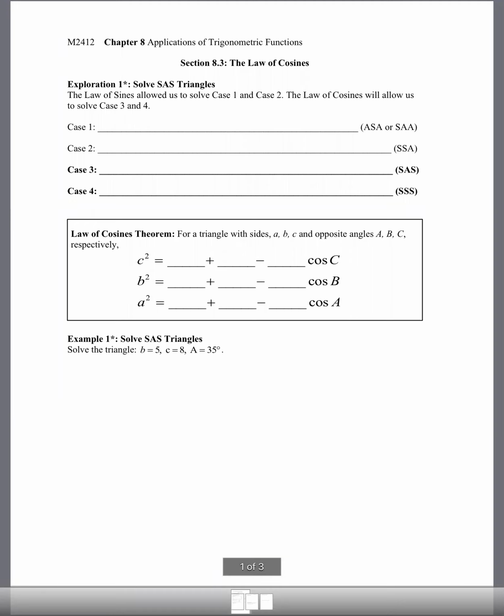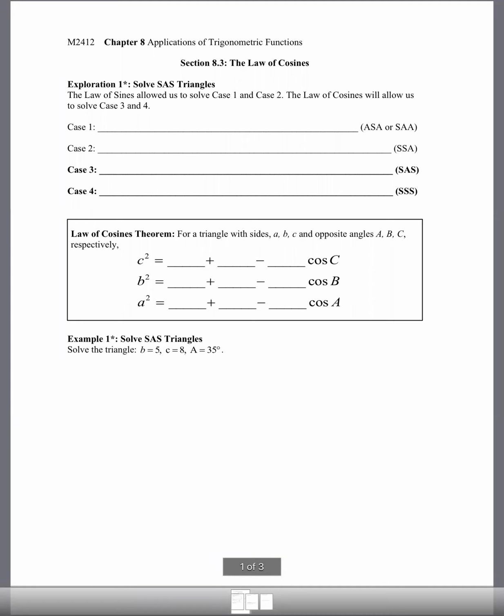In Chapter 8, Section 3, we're looking at another law that allows us to solve the triangle. In this case, the law of cosines is going to be used for case 3 and case 4. In these two cases, you'll notice that the angle must be included between the two sides, or all three sides must be known. So let's review just a second.